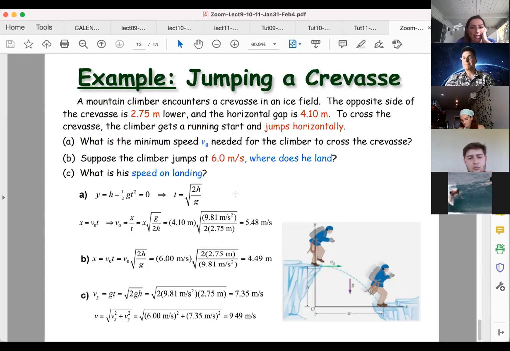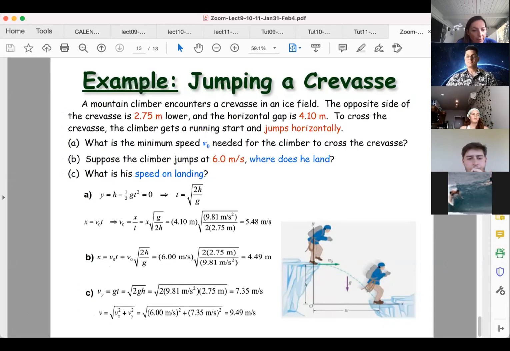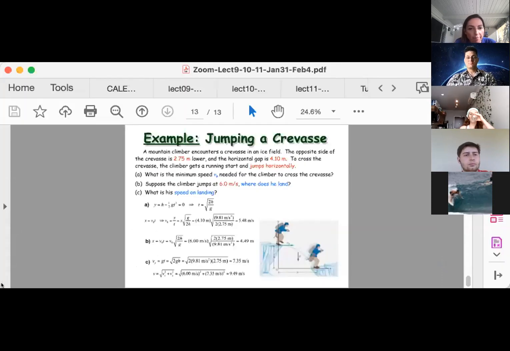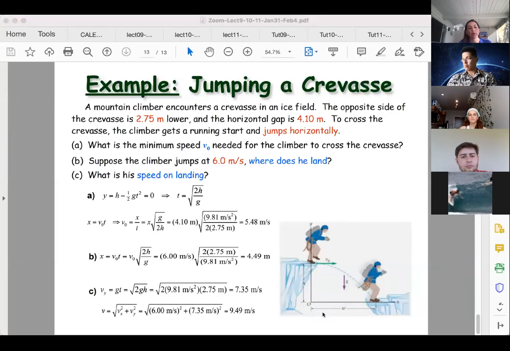And then the last question is, what is the speed on landing? So the speed on landing, of course, will have the X and the Y component, because this time it is not only the component along X, but also the component along Y. So what we need here is the velocity along X, which we know.